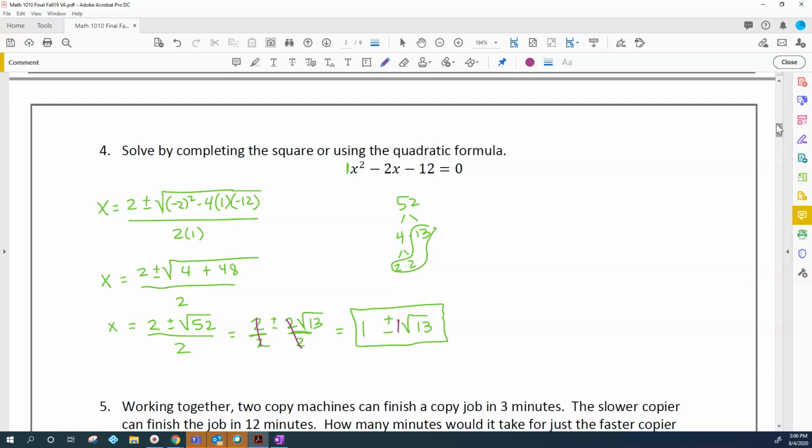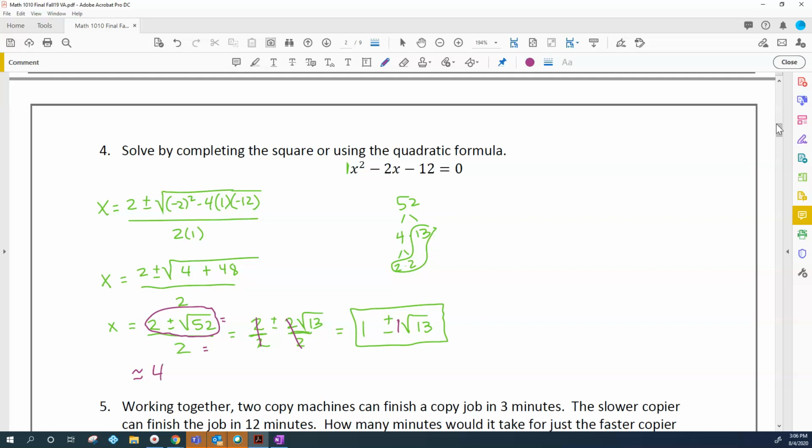And then sometimes, so this would be the exact answer, but maybe it might ask you to round to the nearest tenth or something like that. And so you could put this into your calculator, that 2 plus the square root of 52. Then I'd hit equals, change it to a decimal, and then divide that by 2. So I get the top in there, press equals, and then divide by 2, and then press equals again, just to make sure I have all of those digits in there.